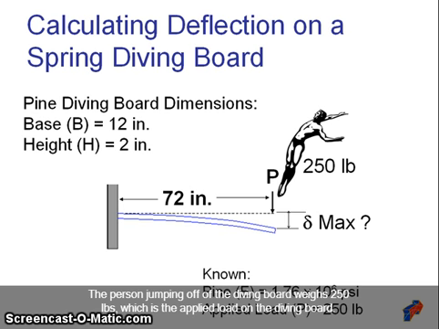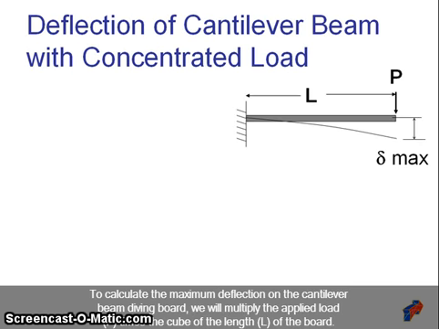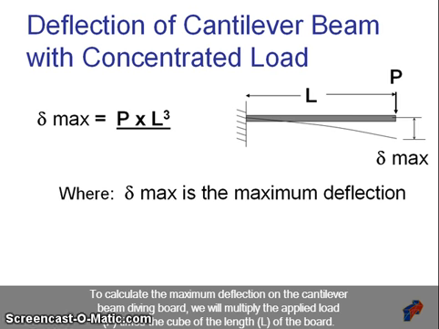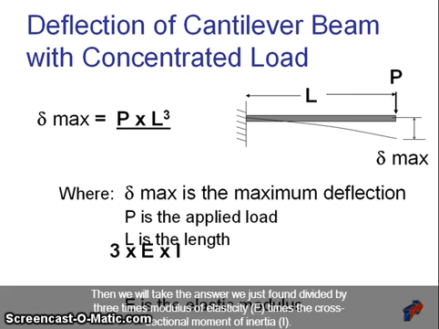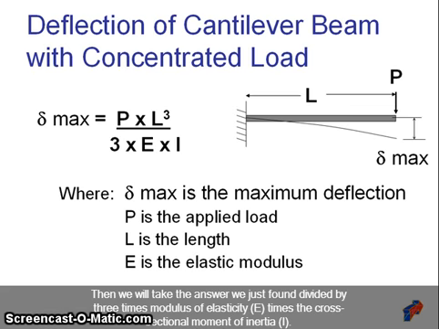diving board. To calculate the maximum deflection on the cantilever beam diving board, we will multiply the applied load times the cube of the length of the board. Then we will take the answer we just found divided by 3 times the modulus of elasticity times the cross-sectional moment of inertia.